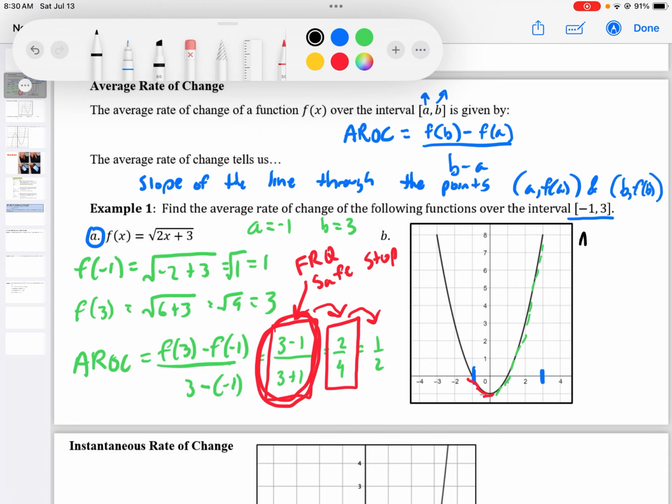So the average rate of change is f of 3 minus f of -1, that's really hard to read, that's ugly, over 3 minus -1, which would be plus. So we plug in those. f of 3 looks like it's 8. f of -1 looks like it's 0. So this would be the average rate of change. Safe stop right here, but if we're going to reduce, we would say 2.